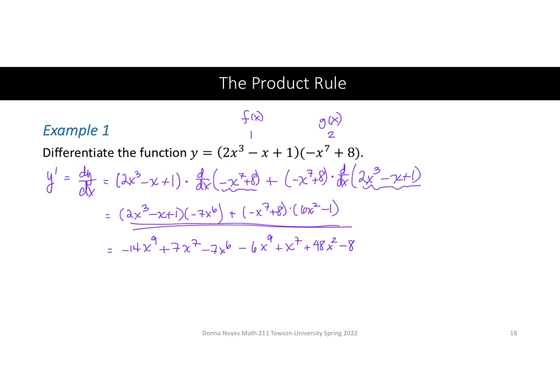So if we start trying to combine some like terms here, we have negative 14x to the 9th minus 6x to the 9th. So that's a negative 20x to the 9th. Let's see here, what else do we have? We also have 7x to the 7th plus another one. So we'll have plus 8x to the 7th. And then the other terms don't have any matches, so minus 7x to the 6th plus 48x squared and minus 8. So this is the other form of our answer.